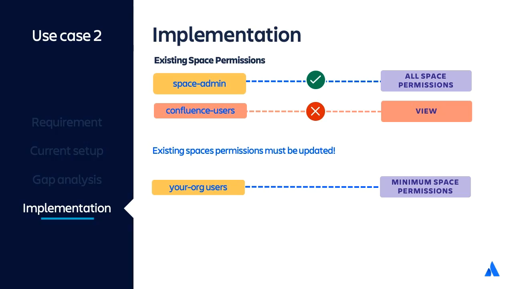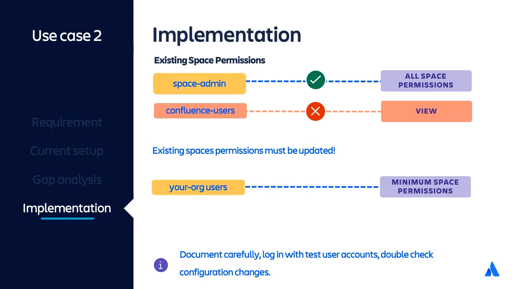Space administrators could accidentally give access to customer groups or customers. It is for this reason the administration permissions should be given out to as few users as possible. It is also important to double and triple check changes applied to Confluence when they relate to permissions and external users. So, document carefully, log in with test user accounts, and double check configuration changes. All of this activity will take time, and so should be completed during a period where downtime will not impact users, perhaps later in the evening or over a weekend.